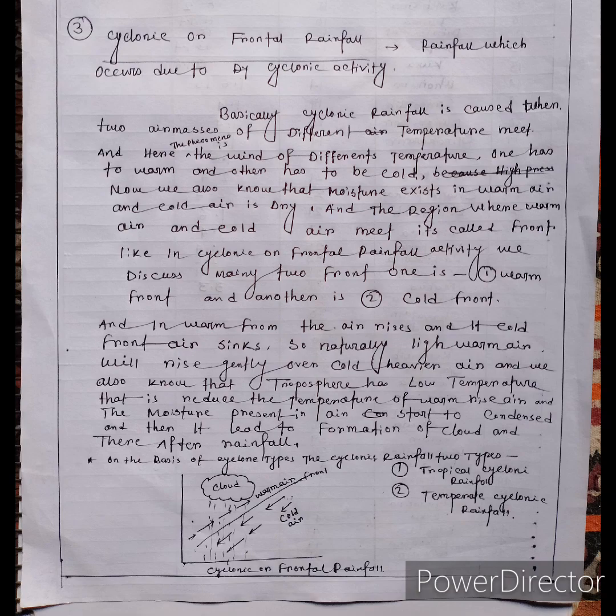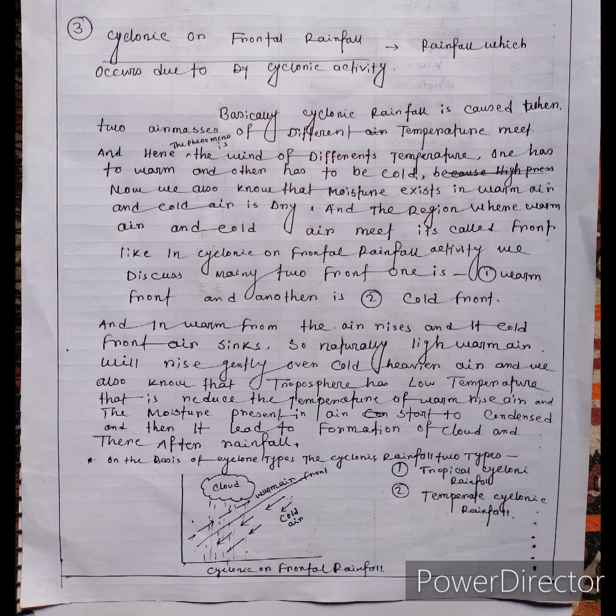The next one is cyclonic or frontal rain. Here the rain is caused by cyclonic activity, and if you see what a cyclone is, it is basically a large-scale air mass that rotates around a low pressure zone, because always remember wind moves from high pressure to low pressure. So clearly here we are talking about two winds of different temperature. One has to be warm and the other has to be cold.